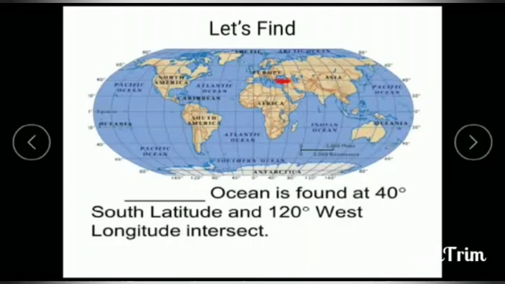Let's see. We can see 40 degrees south from the equator. So the equator is there. So we will find 40 degree and 120 degree, that is from the prime meridian, it is 120 degree. So here it is. The intersect point is like this. So this ocean is basically the Pacific Ocean. So the answer would be Pacific Ocean.